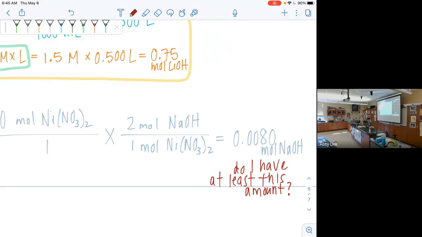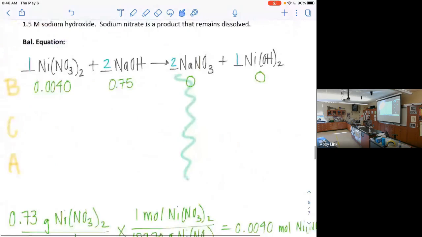Yeah, do I have enough? All right, that would be cool too. So do I? Yes. Heck yeah, I have plenty, right? Because I've got 0.75 moles of the other thing, so this is going to work. All right, so what that means, and you know the drill, this is our limiting reactant, this is our excess reactant. So we're going to use all of that NiNO32.